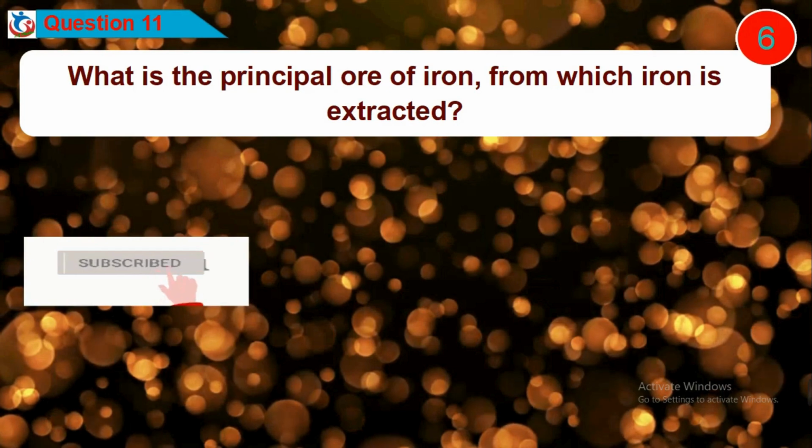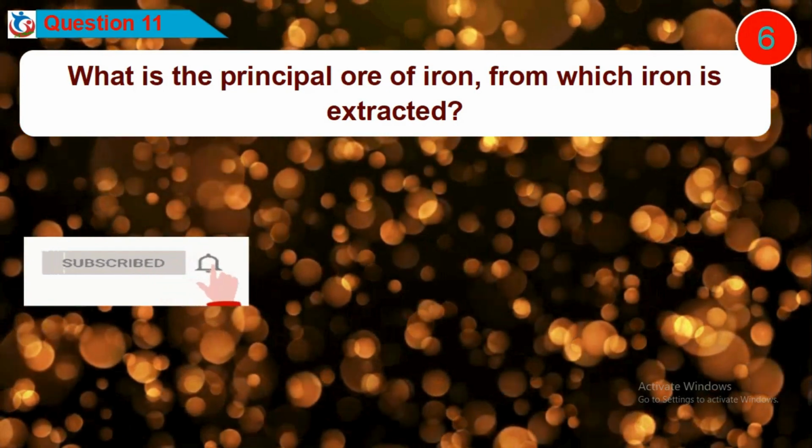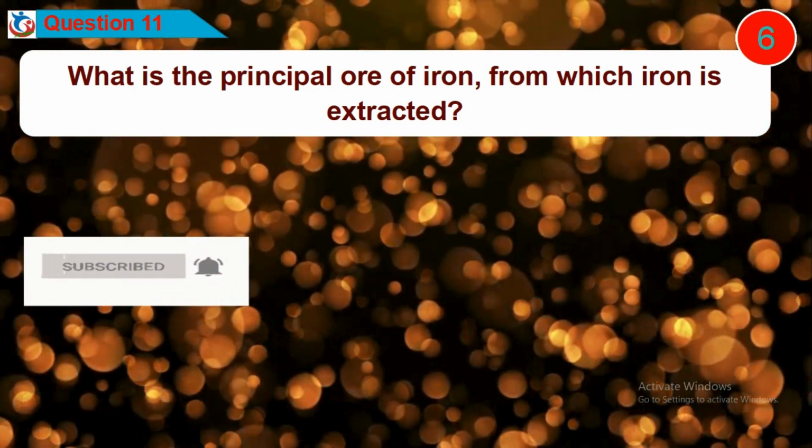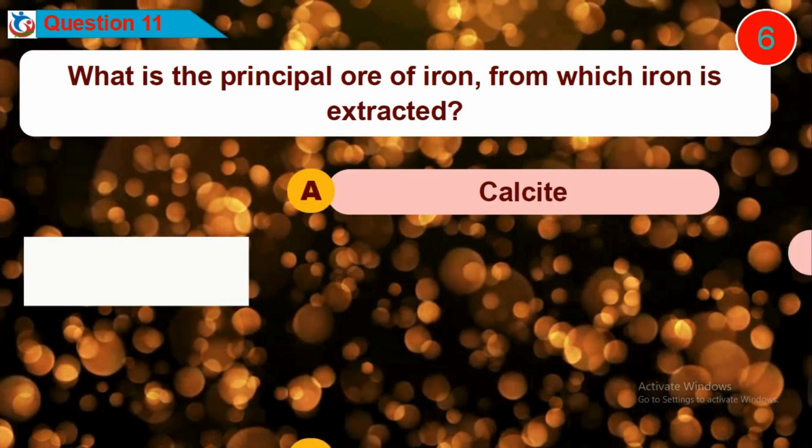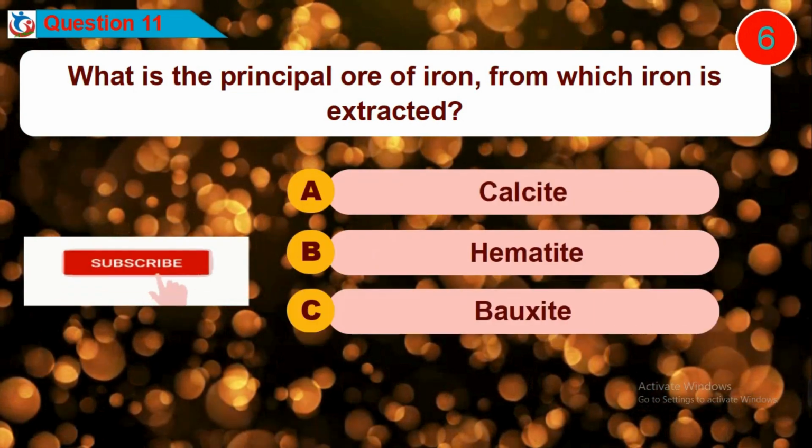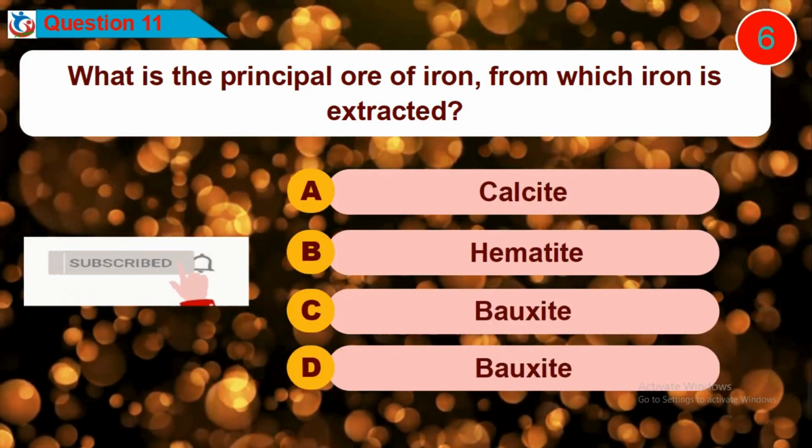Question 11. What is the principal ore of iron from which iron is extracted? Is it option A, B, C, or D?